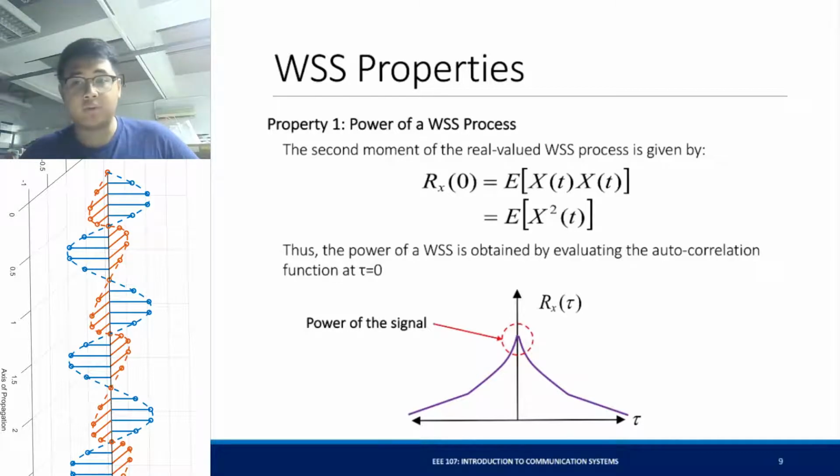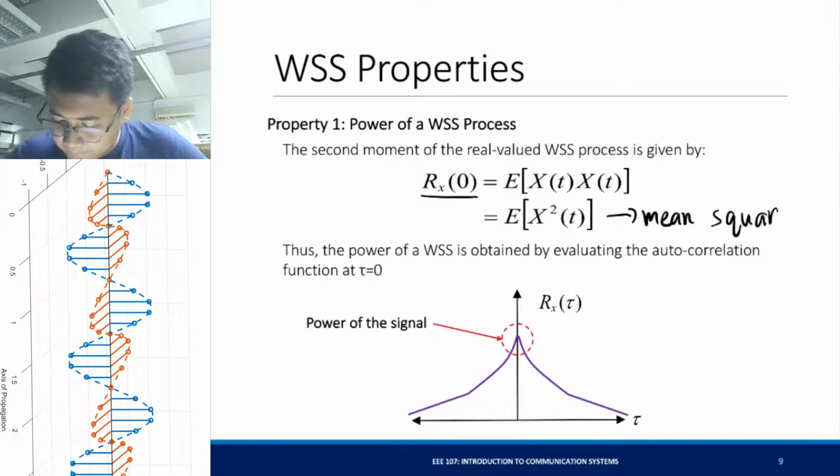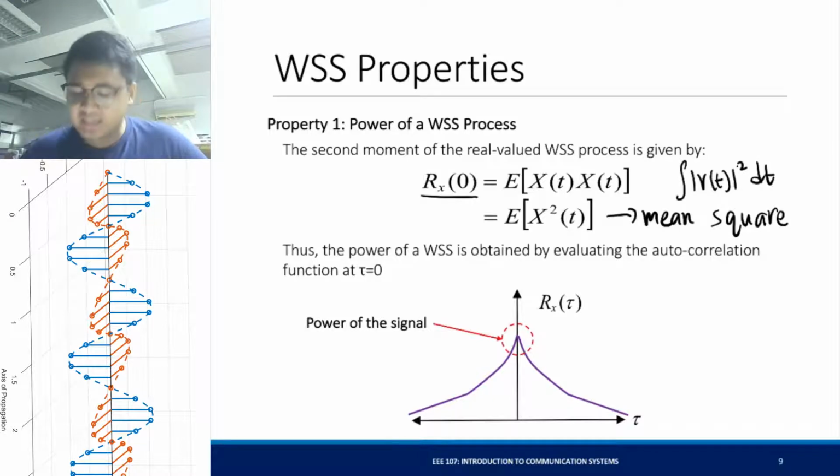And some properties of your wide sense stationary process: the autocorrelation at tau equal to 0 is basically the mean square. Because of that, if we get the mean square of a signal, recall that it's the same as getting the integral squared of the signal. Then we can say that Rx of 0 is the power of a WSS process. So by using the autocorrelation function, we already get the power of a wide sense stationary process. Even if we don't know how the signal behaves, we can still characterize the power that it has. So the power of the signal is right here at tau equal to 0, if this is your autocorrelation function.